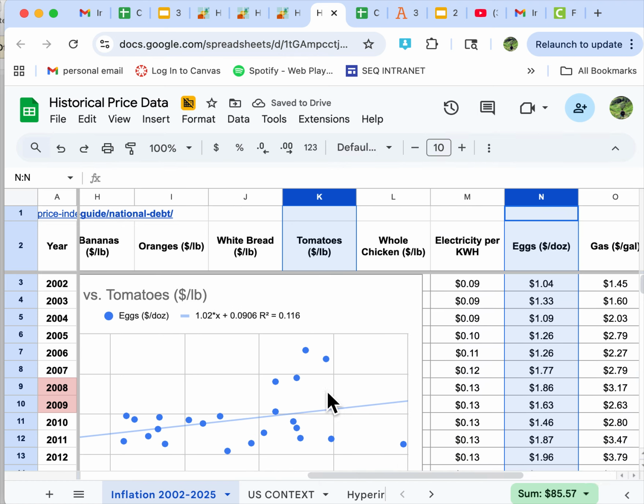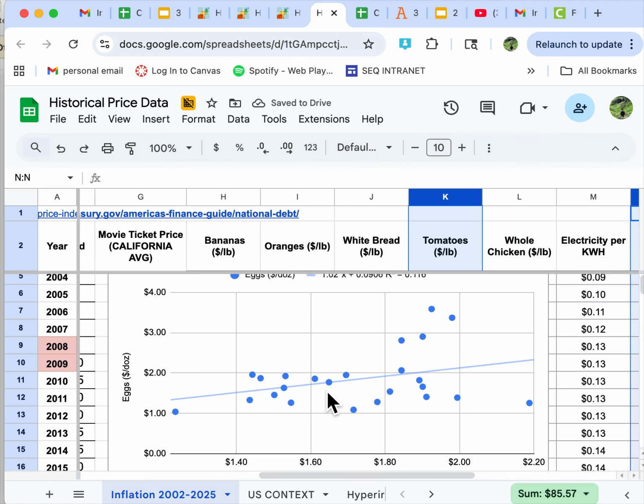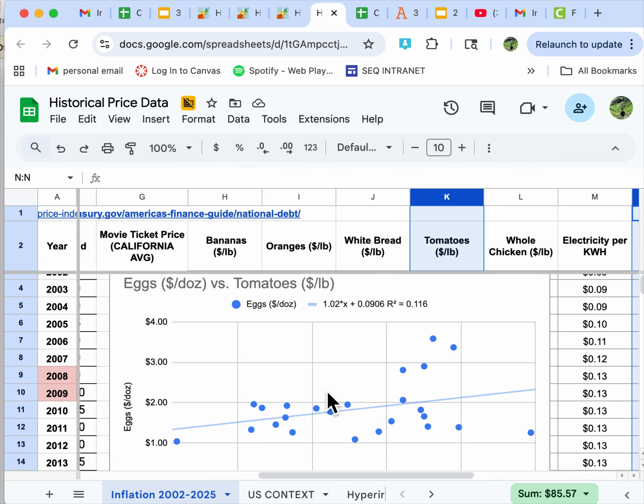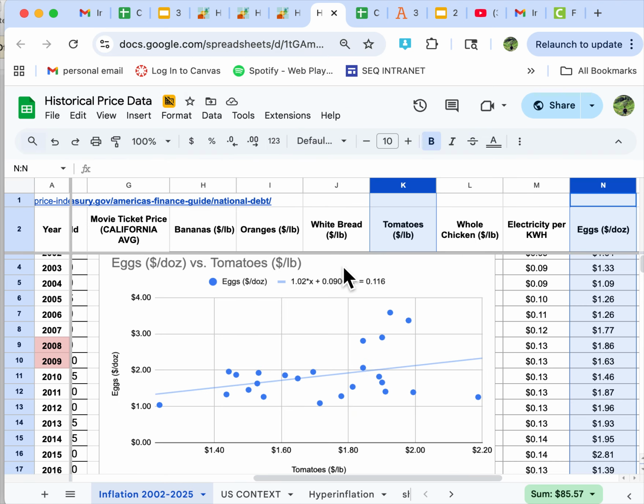All right, let's look at what we got. So how are the price of eggs and tomatoes related? Not very strongly. Okay, so the R squared, if it's less than 0.35, we say it's not significant. But here's the equation anyways.